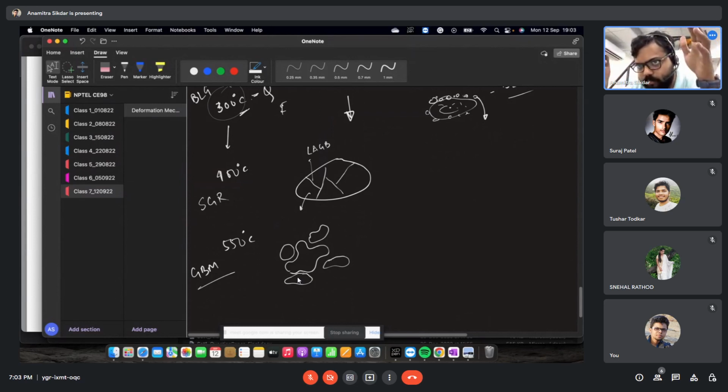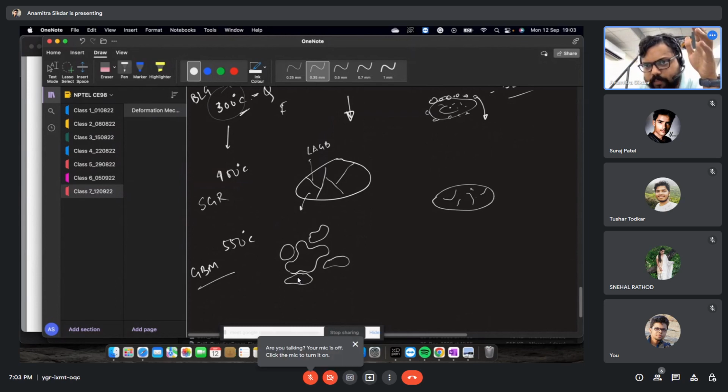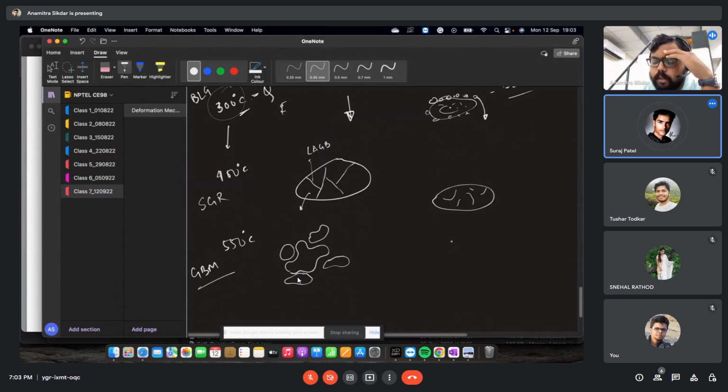The mother grain can't be strain free, right? Suppose you have a grain and you are deforming it, so it will produce undulose extinction inside that. You know what undulose extinction is, right? Yes, it forms due to deformation. It is wave-like extinction.